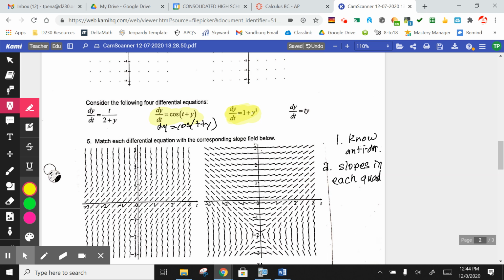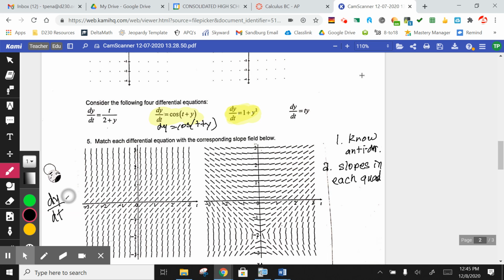So if you look at the 3 remaining, really of all 4 of them, isn't there only one of those graphs that has positive slopes everywhere? Yeah, that has to be that answer. So that has to be the upper left-hand corner. That's the only one that has positive slopes everywhere. So this has to be the 1 plus y squared.